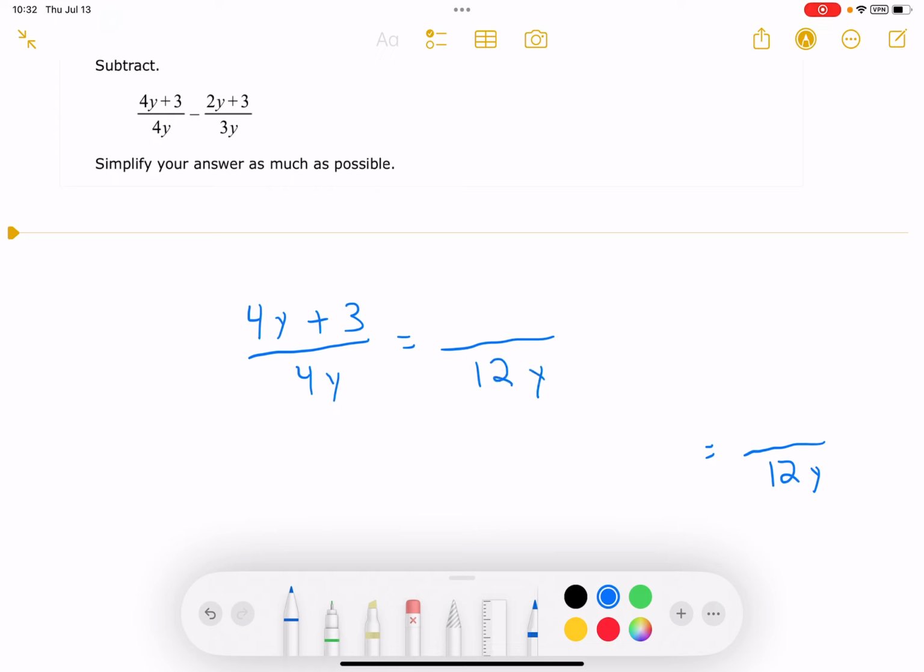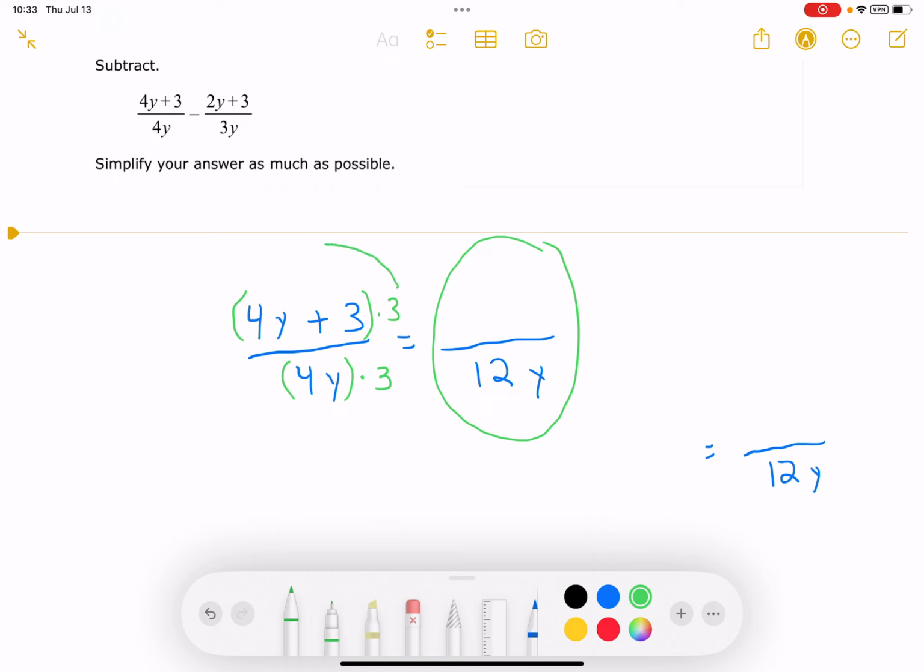So 4y has to turn into 12y. So how would we do that? Well, if we multiplied both the top and the bottom by 3, the bottom would turn into 12y, right? So the bottom's fine. That's what we want, right? This whole thing is going to be our new expression because we can't subtract unless the bottoms are the same.